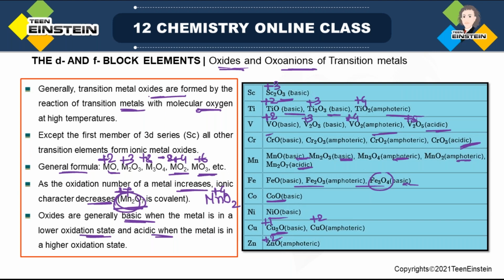Any doubt? So see here the oxidation state of the metal. Starting, you can see all the examples, from +2 up to +7. All examples are present here. Any doubt?